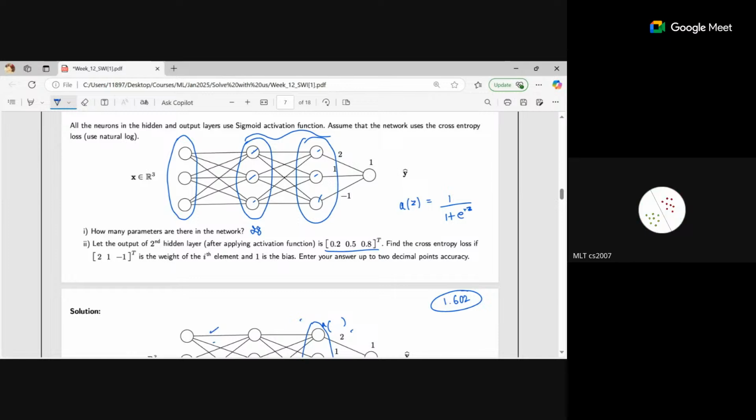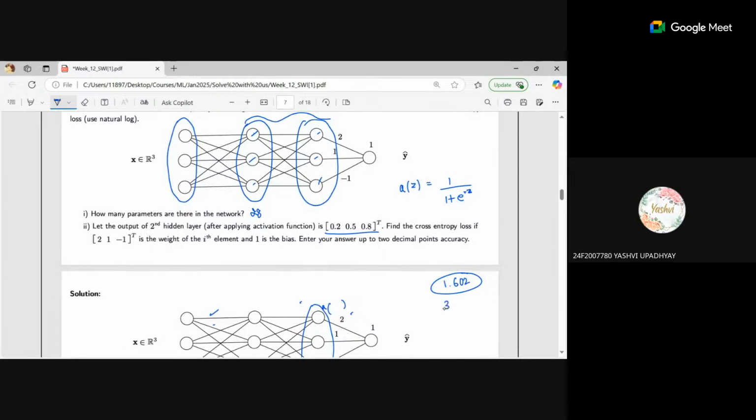3.68. Okay. Yes, got the same value, 3.688. Same. Okay. Anyone else?